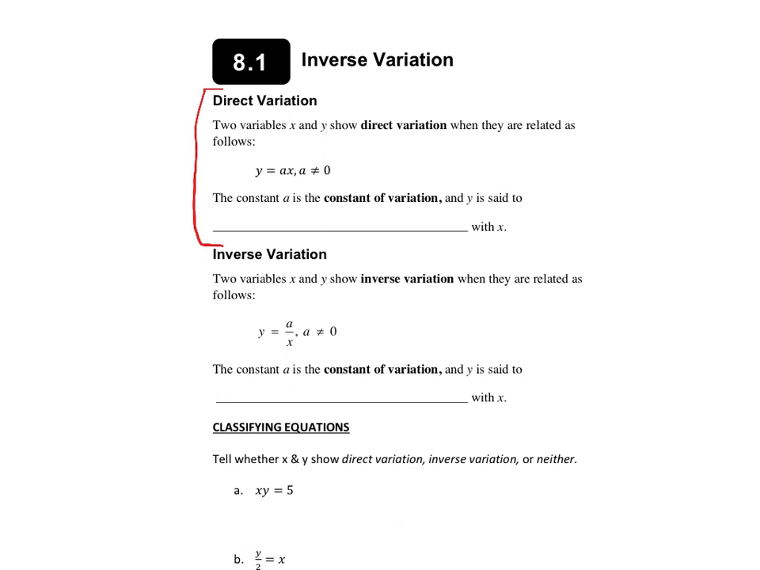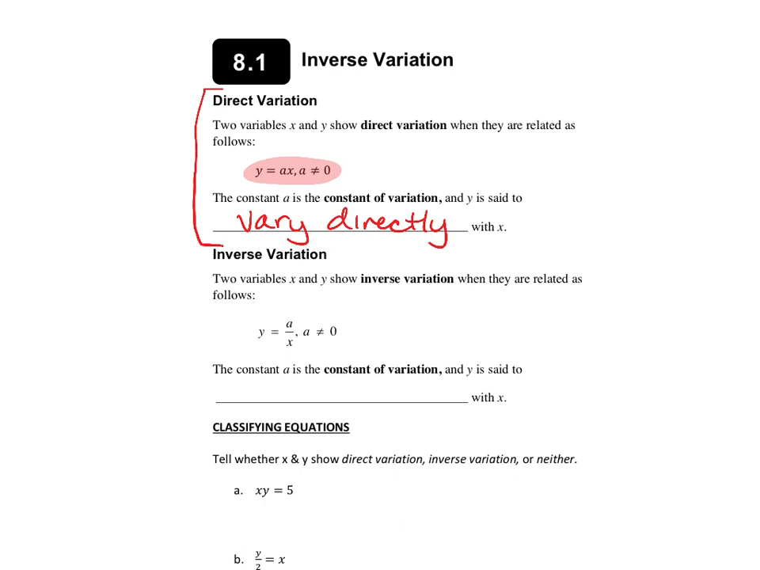Direct variation occurs when two variables, x and y, are related as follows. So this is important right here: y is equal to ax. Now, what's interesting about this is that we have a constant of variation. And the key words here, you're going to see the words vary directly, which, if you remember in Algebra 1, we said to cross that out and write the words divided by.